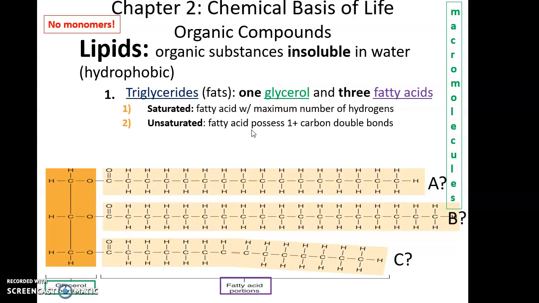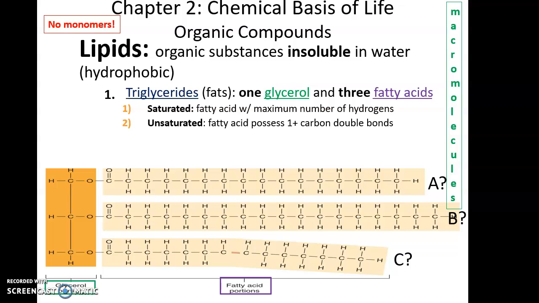Now, some fatty acids are saturated and others are unsaturated. So what does this mean? Well, saturated means that it has the maximum number of hydrogens possible, so that there are no carbon-carbon double bonds everywhere. You see, carbon is bound to hydrogens, and only hydrogens and carbons, except of course for the first carbon, that doesn't count.